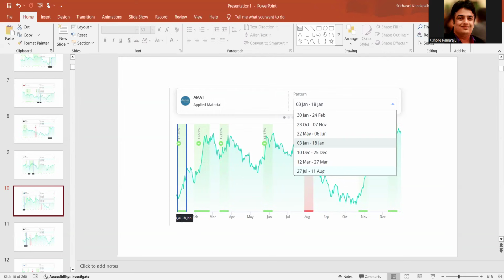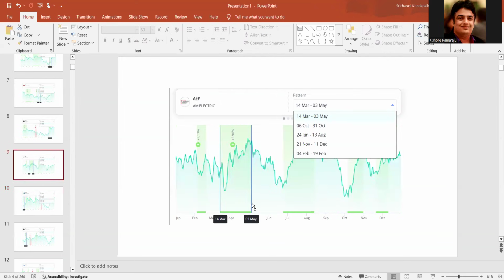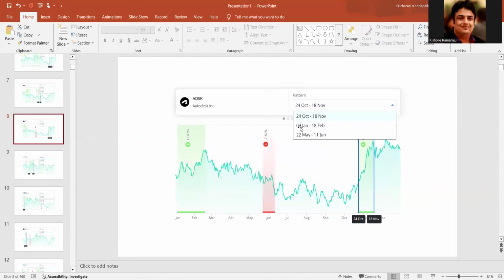Then I can go to TradingView and then I can decide. In the same way, for example, AEP, it will go between 14th March to 3rd May. Or if I look at ADSK, 4th January to 18th February, generally this will go up 7%. So we can go and identify whatever our first tool is telling.